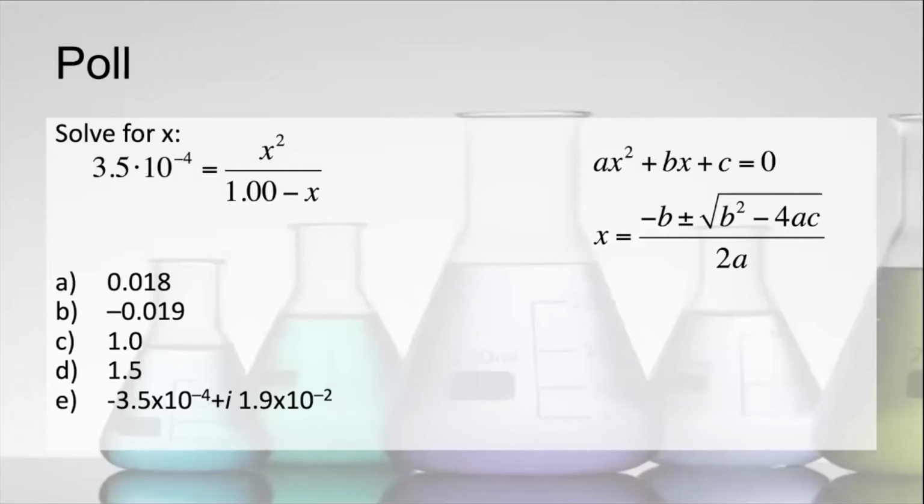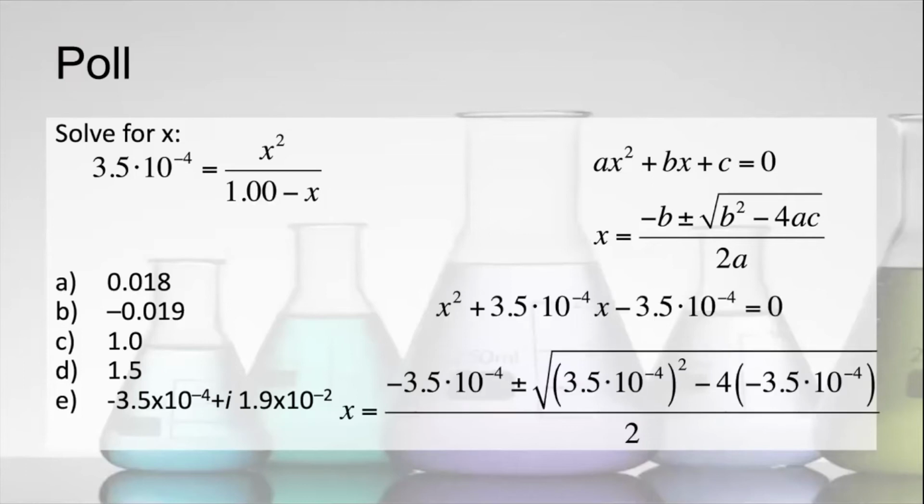Okay, let's do quadratic equation. How do we solve this bad boy? We've got to rearrange it, so we get ax squared plus bx plus c. And then we substitute that into the quadratic equation. When we do that, we get this for our rearranged equation. When we substitute it in, we get this. We end up getting 0.018 as our value of x.